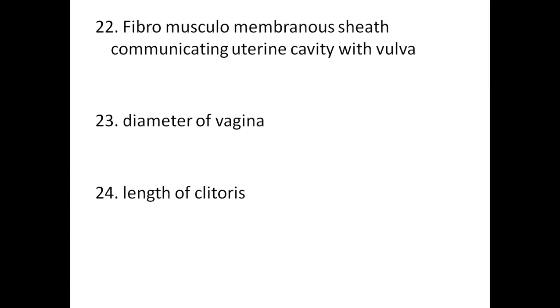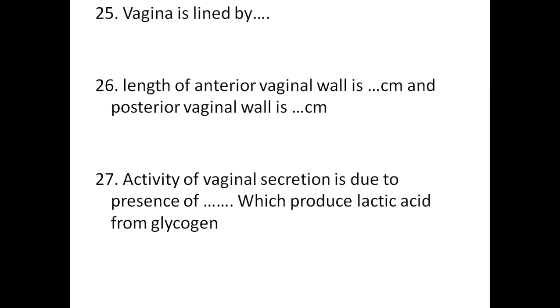The fibromuscular membranous sheath communicating the uterine cavity with the vulva is the vagina. The diameter of the vagina is 2.5 centimeters. The length of the clitoris is 2.5 centimeters. The vagina is lined by stratified squamous epithelium. The anterior vaginal wall is 7 centimeters and the posterior vaginal wall is 9 centimeters.